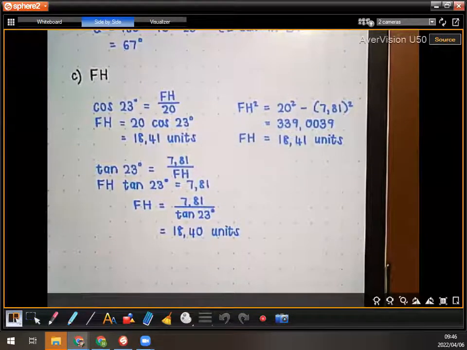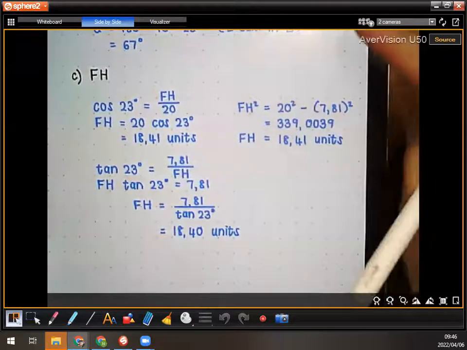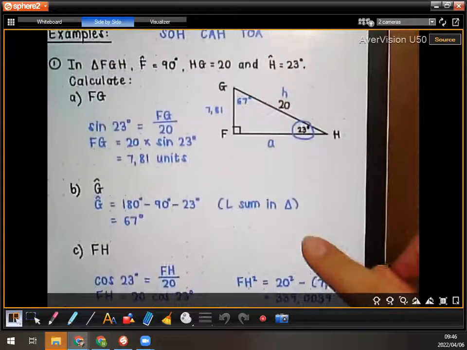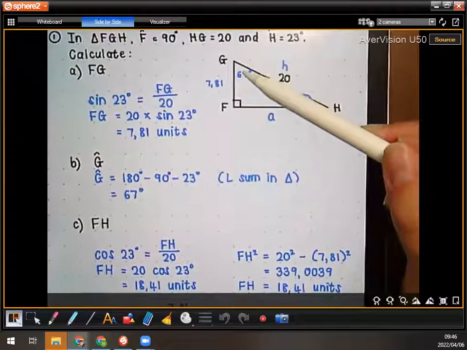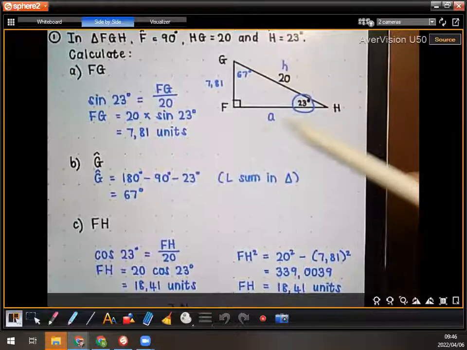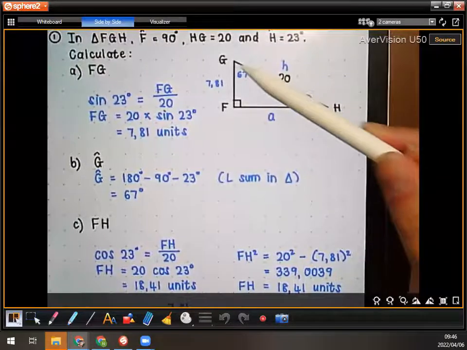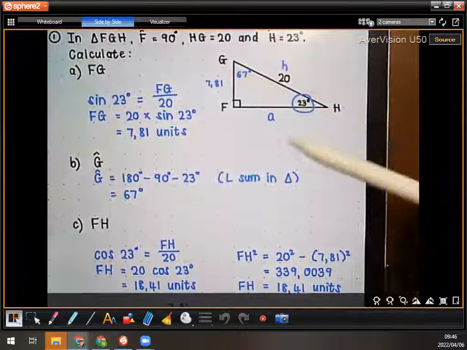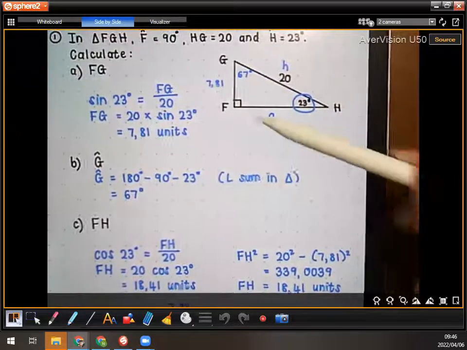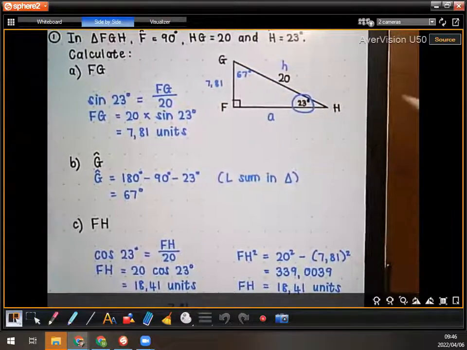Okay, but it's fine. All of those answers will be on the memo, so it's okay. I'm just going to show you one last option, okay? You also could have worked with the 67-degree angle here, because we did calculate it. So you can say, for example, we're trying to find FH. From the 67-degree angle, FH is opposite, and then you can use hypotenuse, or you can use adjacent. All right, it's up to you.